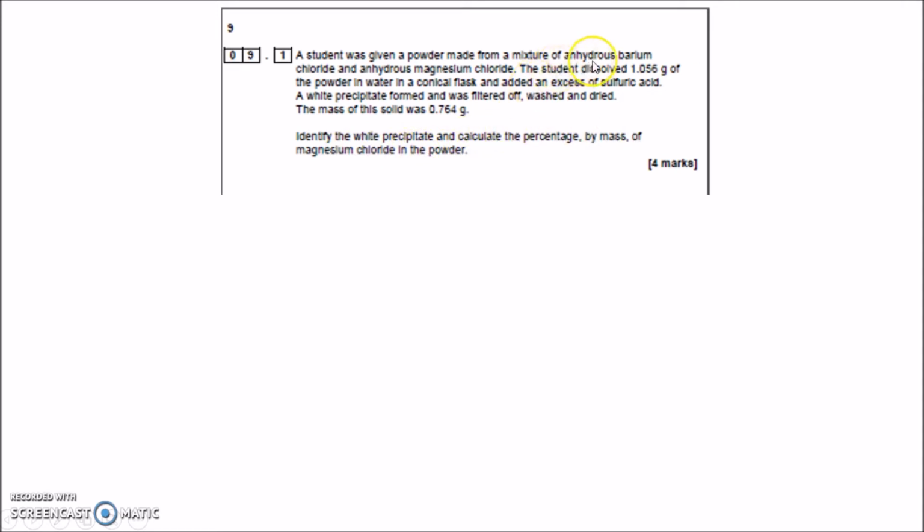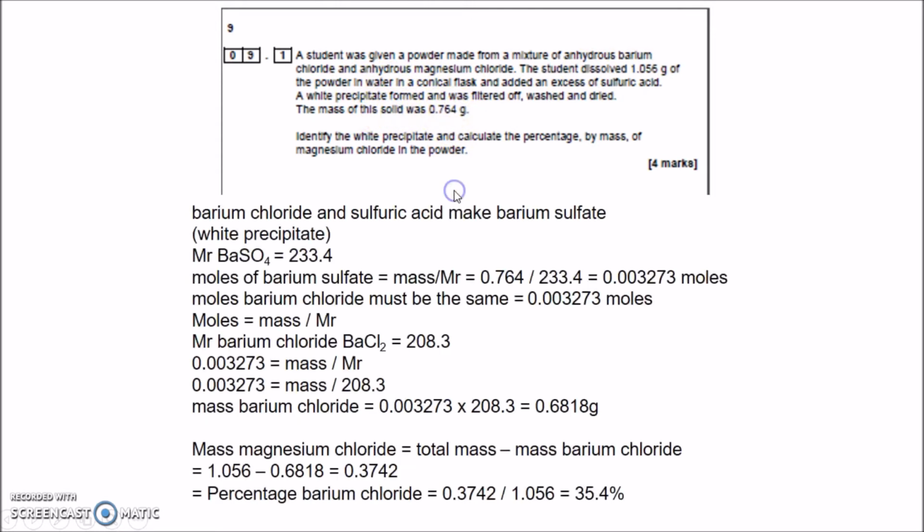So I'm going to have to work out the mass of the barium sulfate in there and then subtract it from the total mass of the mixture and work out the magnesium chloride. Okay, let's have a look what I've got so far. The student dissolved 1.056 grams of the powder, and I got a mass of solid of 0.764 grams. So the barium chloride and the sulfuric acid make barium sulfate. That's the white precipitate. That will get me 1 mark.